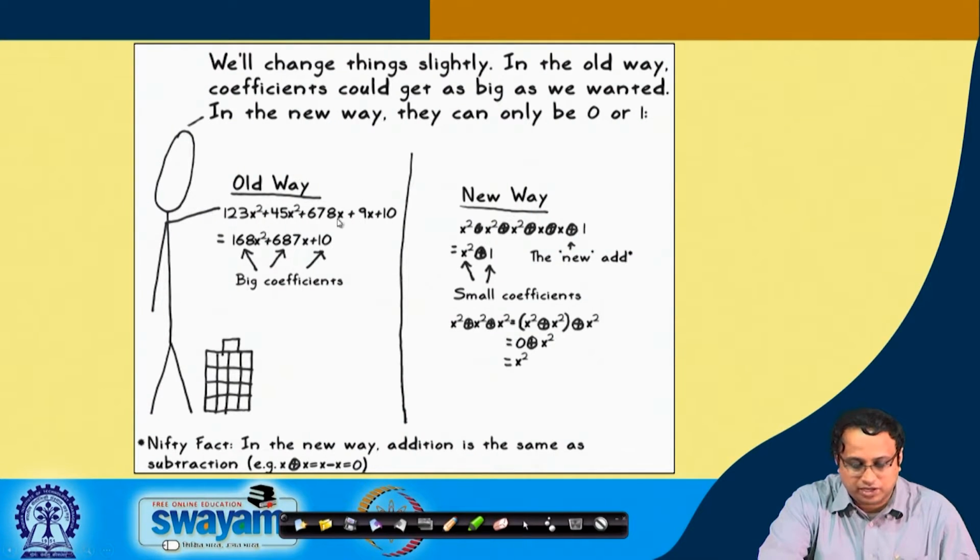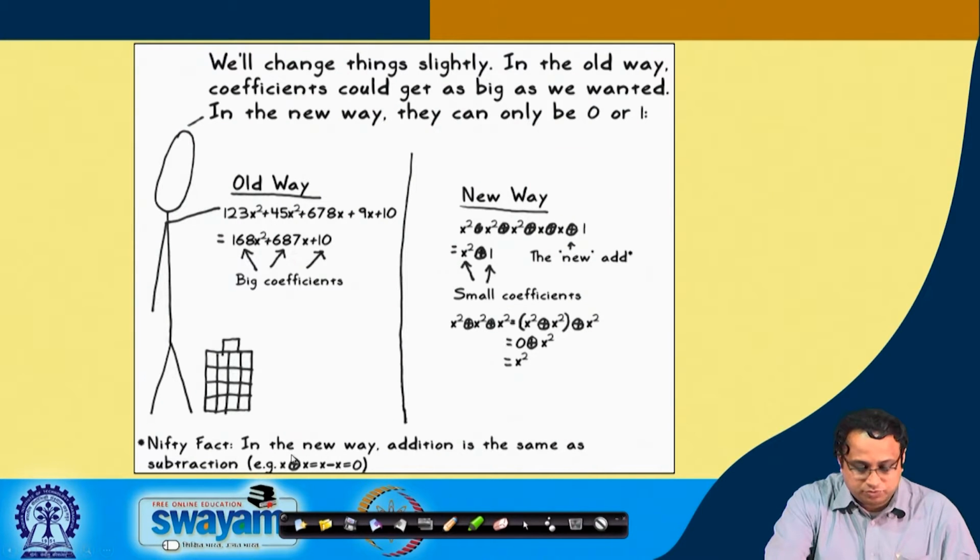678x, as you can understand, this is an even number, so therefore this should go away. Okay, and 9x plus 10 will be again x plus 1. Okay, because this is essentially your odd number. Okay, so likewise you can do this simplification, and finally you will be left with small coefficients. Okay, so finally here you have got only small coefficients, then the coefficients belong to either 0 or 1. Okay.